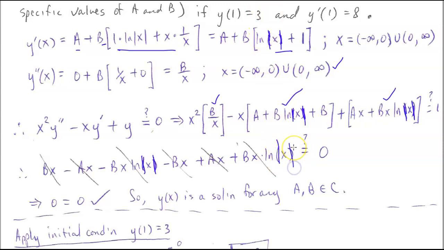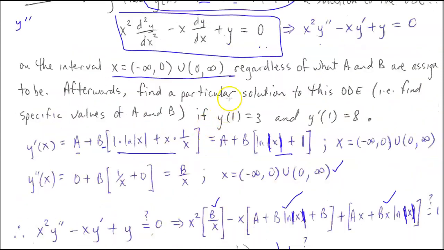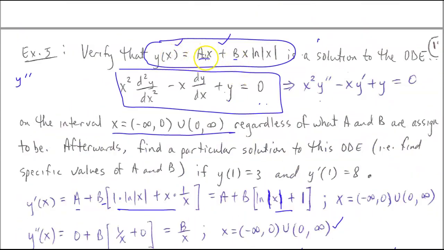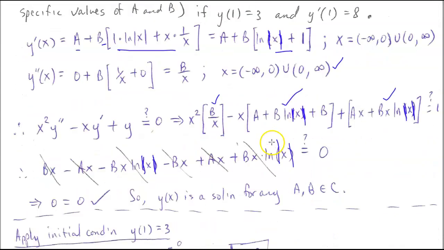Go ahead and put these in. And so because of that, we see that this particular function, ax plus bx times natural log of absolute value of x, is actually a general solution to this differential equation.